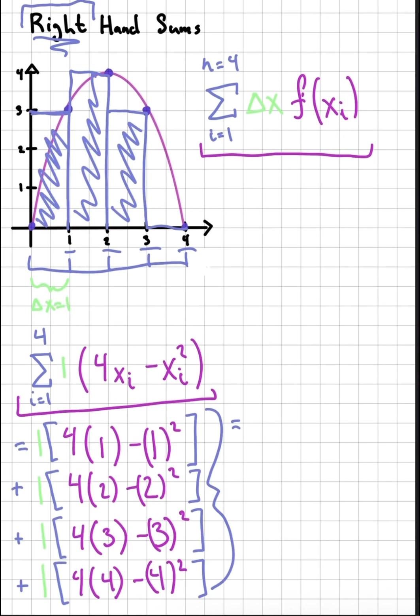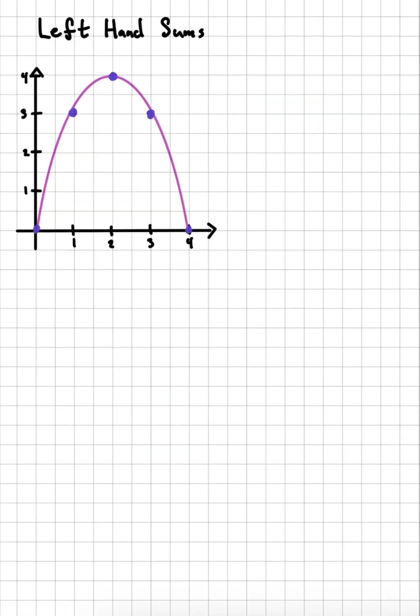After plugging in all of our numbers, we find that the first rectangle has an area of 3, the second rectangle has an area of 4, the third rectangle has an area of 3, and the last rectangle has an area of 0, which when added together gives us a total area of 10. Therefore, we can approximate the integral from 0 to 4 of the function 4x minus x squared as about 10.